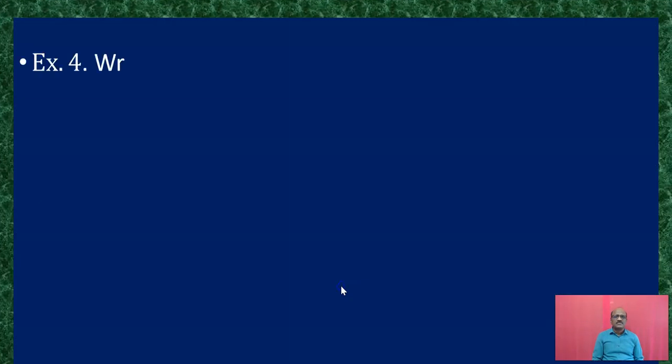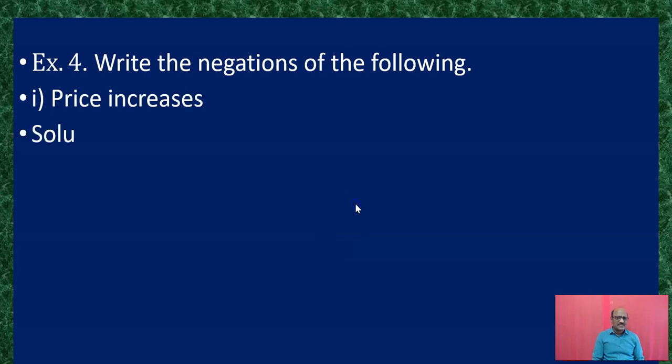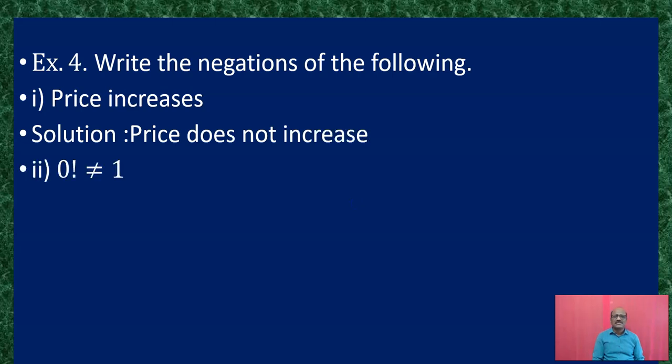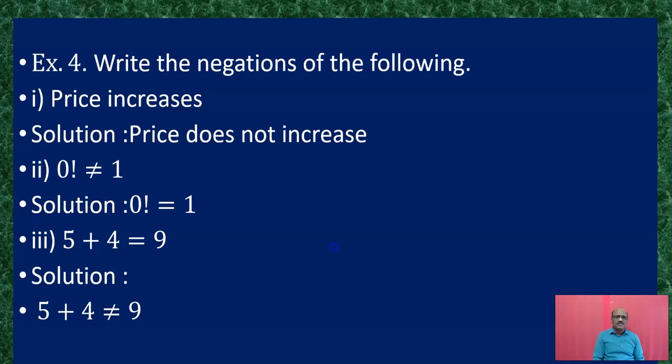Now the next is example number 4. Write the negation of the following. First, price increases. Its negation is price does not increase. Next is 0 factorial is not equal to 1. Its negation is 0 factorial is equal to 1. 5 plus 4 is equal to 9. Its negation is 5 plus 4 is not equal to 9. These are the negations.